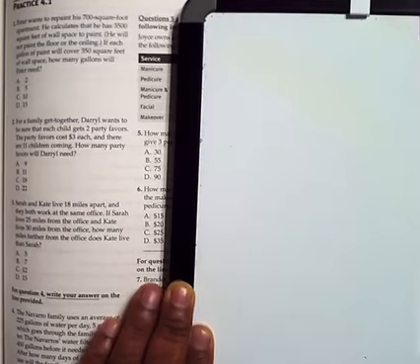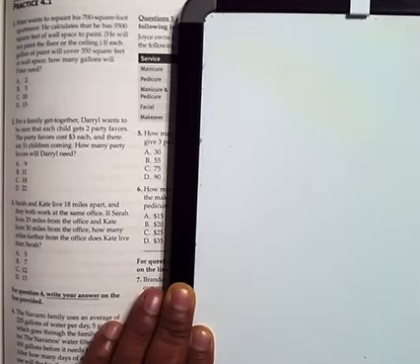The question reads, Peter wants to repaint his 700 square feet apartment. He calculates that he has 3,500 square feet of wall space to paint. He will not paint the floor or the ceiling. If each gallon of paint will cover 350 square feet of wall space, how many gallons will Peter need?